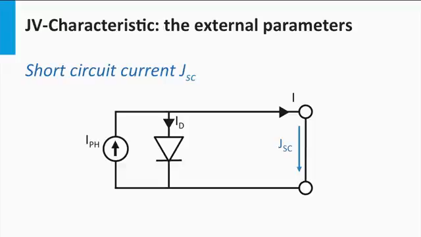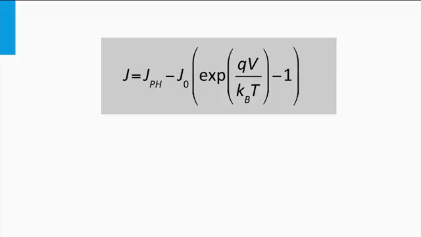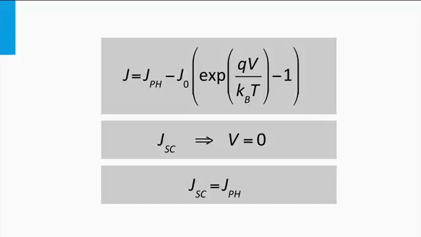If we short circuit both terminals of the solar cell, the illuminated solar cell will solely produce a current and will produce no voltage. This current density is called the short circuit current density. The short circuit current density can easily be recognized in the JV curve as well. It's the intersection between the vertical line corresponding to 0 voltage and the JV curve. We can derive a simple equation for the short circuit current density of an ideal solar cell, using again the expression of the JV relation. If we take a voltage equal to 0, the short circuit current density is equal to the photocurrent density.